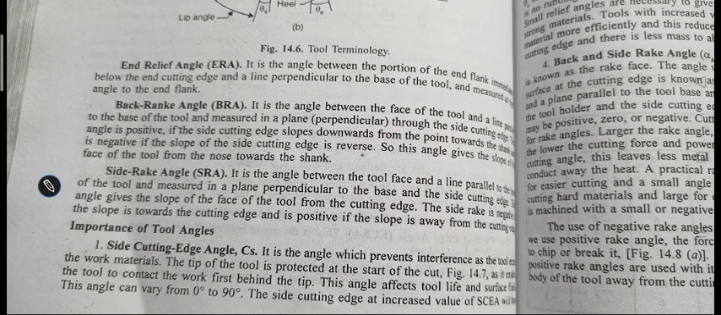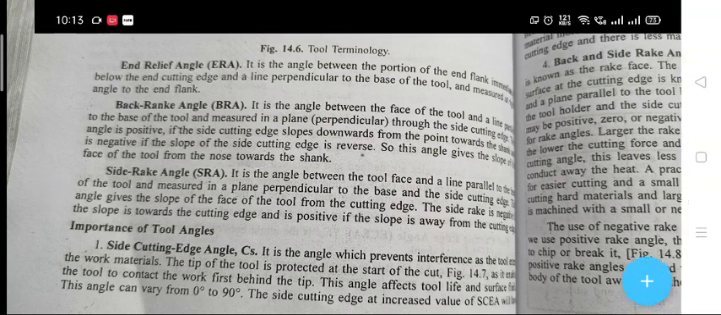Then what are the important tool angles? The first important tool angle is SCEA, that is side cutting edge angle.